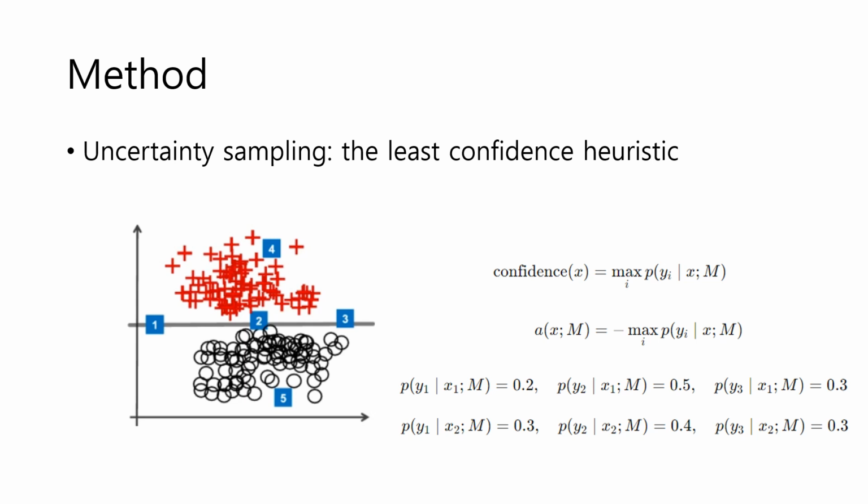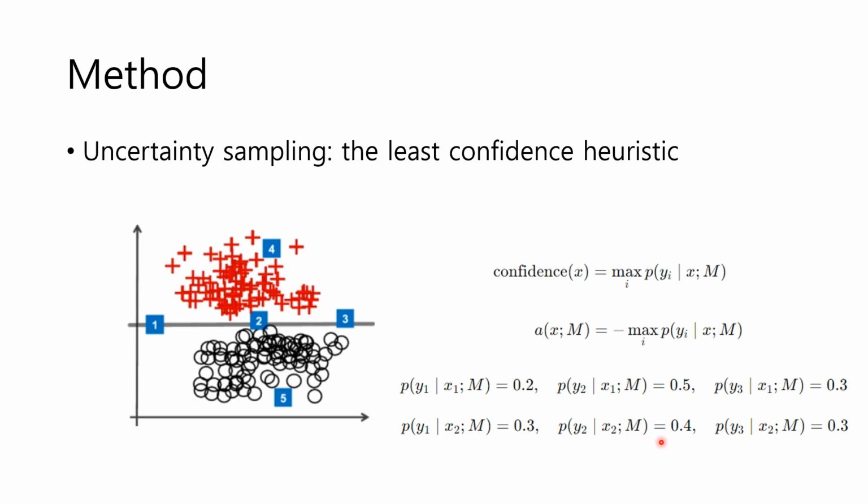So I brought some examples to explain this least confidence method in more detail. We have training inputs x1 and x2. The model predicts x1's label, which is y1, y2, or y3, with some probability, and x2 also. Based on these equations, the acquisition function for x1 would be minus 0.5, and the acquisition function for x2 would be minus 0.4.